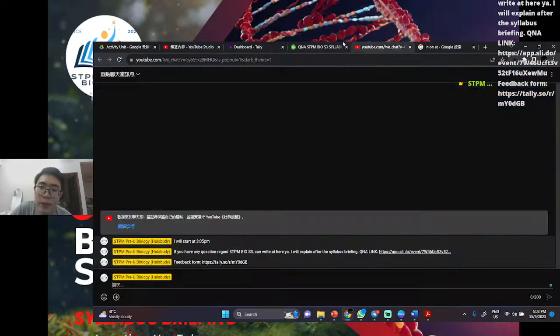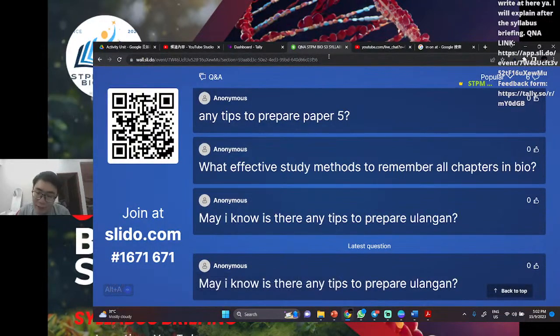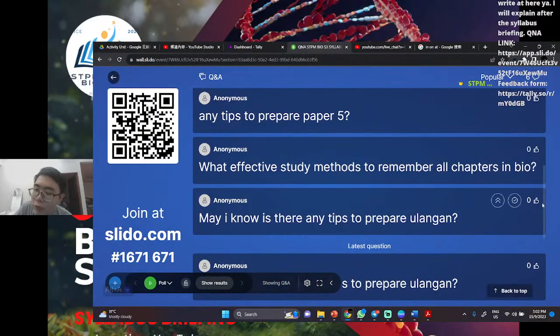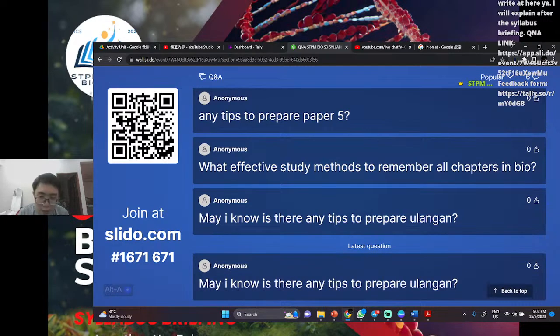Next, tips to prepare for ulangan. Time planning, I can say. When is the ulangan? I also haven't thought about it. Is it before Chinese New Year, or after? You two, I think it is near the century. Does anyone know? If I'm not mistaken, your ulangan is before Chinese New Year.